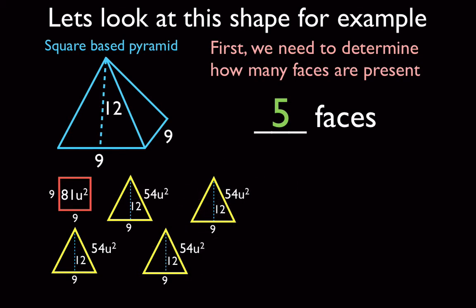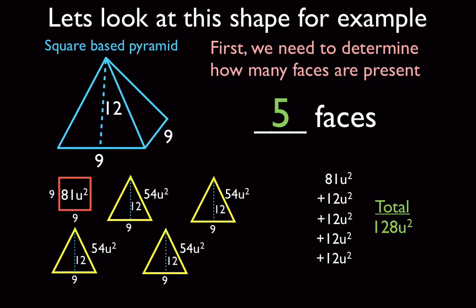And the last step is to add them all up. 81 plus 12 plus 12 plus 12 plus 12 is 128 units squared. So make sure these notes are complete, and then I'm going to go ahead and give you an example to try on your own.